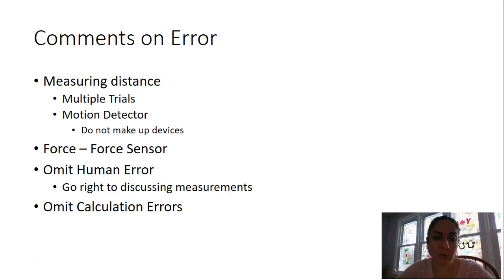Now, if you say you make a calculation error, well, that's your fault, not the experimentation's fault. So they want to know what is the experimentation's fault, not your fault. So just omit calculation errors altogether. I don't think most of you did this at all, but I'm just making a blanket statement. They're going to assume that you made the calculations right, whether or not you did. And it's okay. If you make a calculation error and you know it, just don't mention it in the lab analysis.